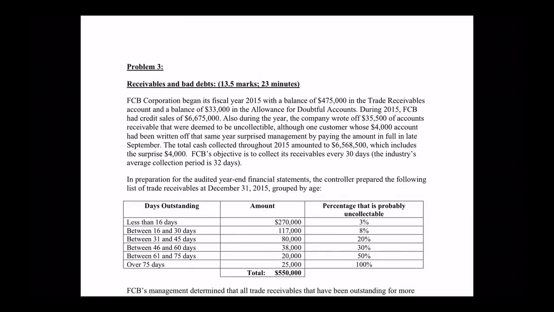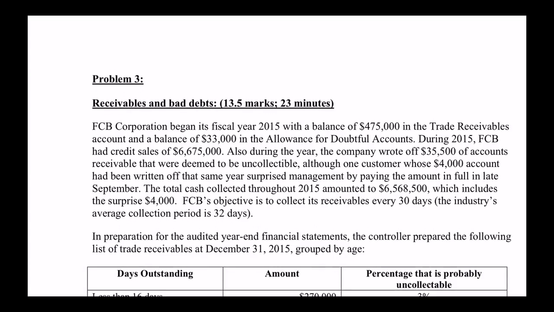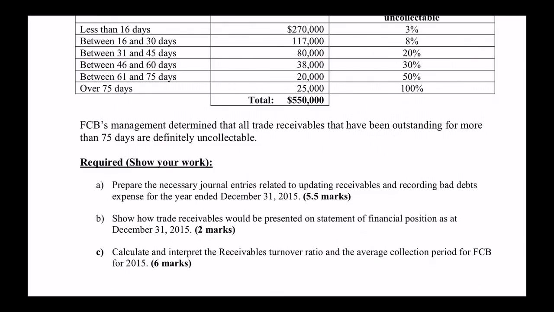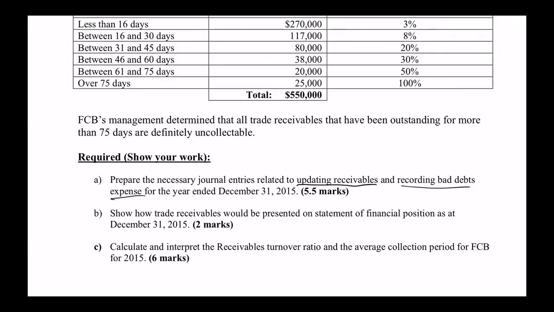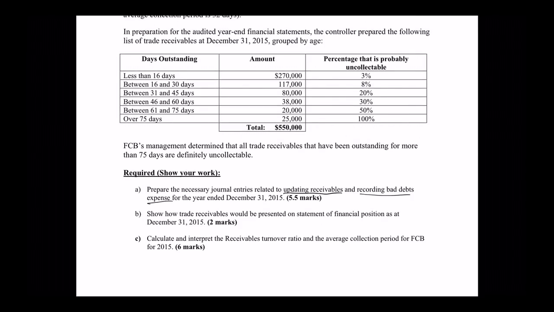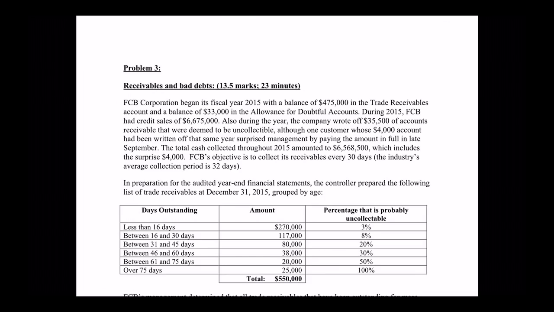We are doing Chapter 6 problems and we're doing problem 3 right now. So let's take a look at the required. Required A, prepare the necessary journal entries related to updating receivables and recording bad debt expense for the year ended December 31st, 2015. So we have to basically just update our receivables for the year. B, show how trade receivables will be presented on the statement of financial position as of December 31st, 2015. And finally, C, calculate and interpret the receivables turnover ratio and the average collection period for FCB for 2015. So let's take a look at the problem.